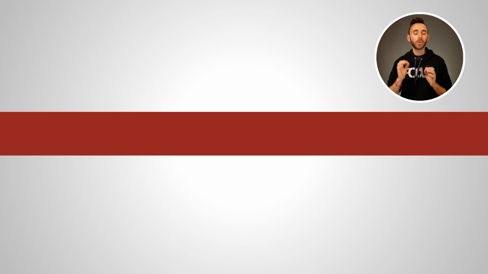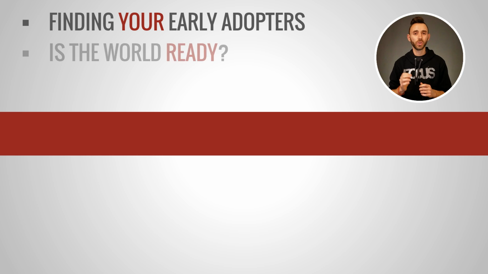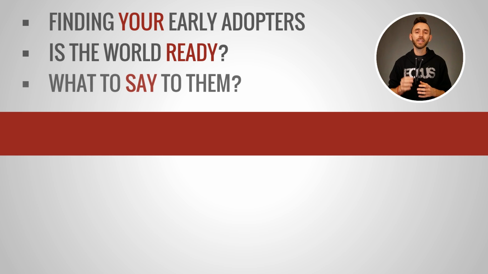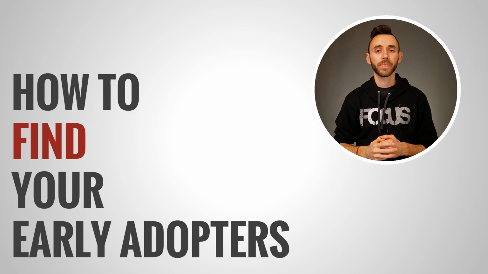Now, if you want some more practical help on figuring out who your early adopters are, so that you can answer the question, is the world ready for your company? And figure out how to talk to them once you've identified them, check out the second half of the adoption behavior curve. It's the 4th exercise in the focus framework, and it will tell you exactly who your early adopters are and what their externally observable behaviors are, so that you know where they are and how to reach out to them.